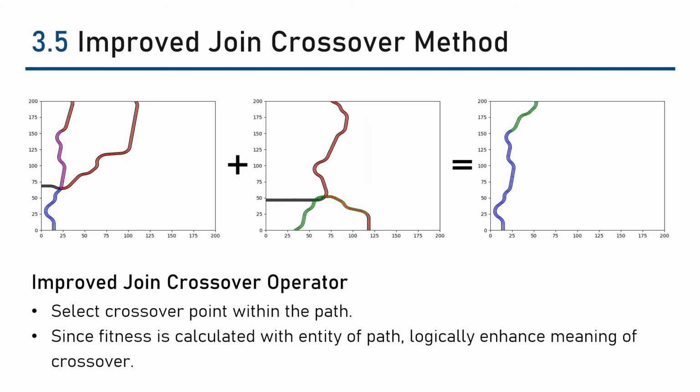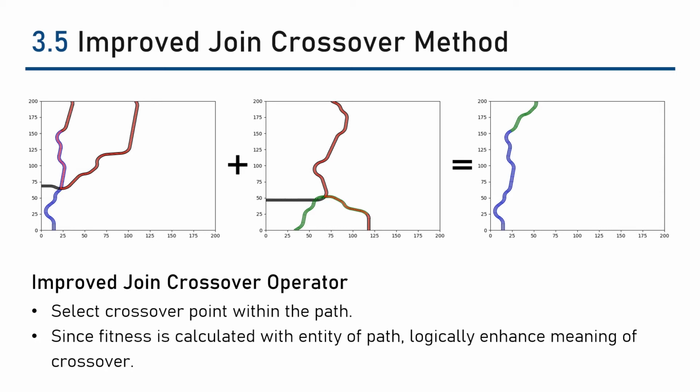Within the original research, both join crossover and merge crossover are done with the entity of the map. Here, since its fitness is evaluated with the path, we thought that its figure lies on its path, not on the map. Within this context, we propose logically improved join and merge crossover operators that are done with the entity of the path.